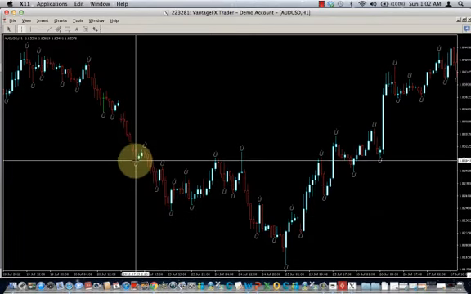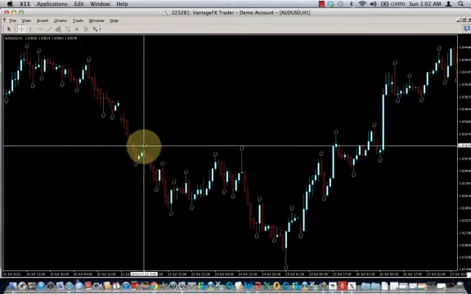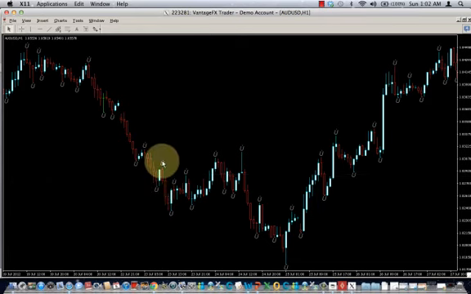So for instance, we have this low, we have this high, we have an impulse wave, we have a retracement wave, we have the impulse wave, we had a retracement wave, but now we're starting to go sideways. It takes out the previous high, but it gets rejected and price comes down, which is okay. It comes all the way down.